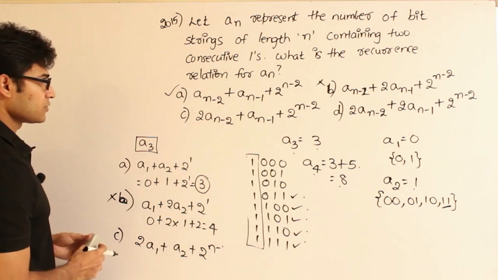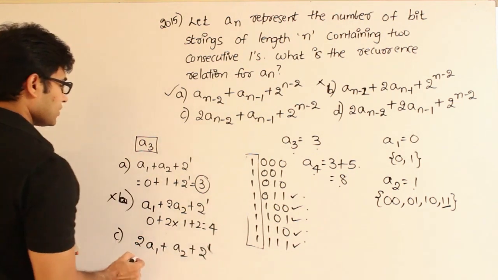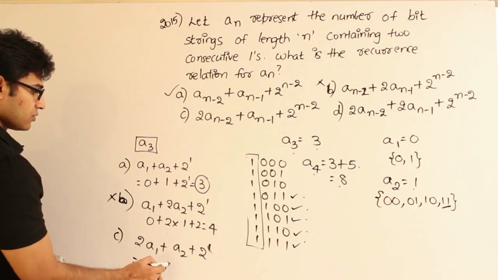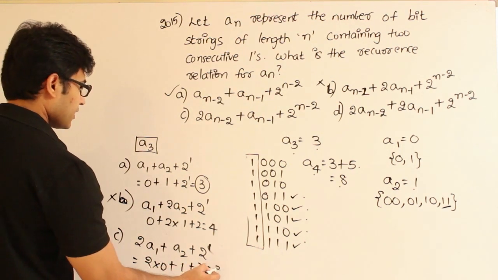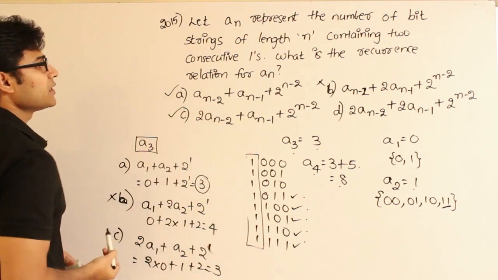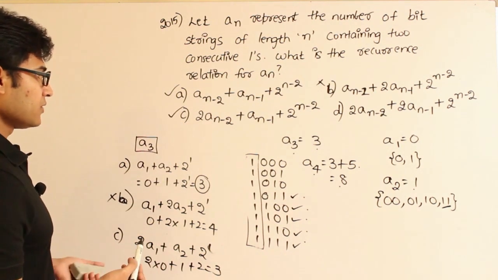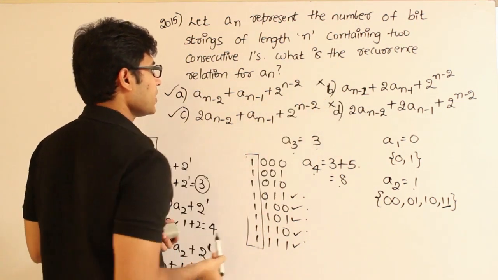So n minus 2 is nothing but 2 power 1. So what can it be? It is 2 into 0 plus 1 plus 2, which is again 3. So this can also be an answer. Now what about D? So D also I think you will get 4. You check it, D also you will get 4. So it cannot be the answer.